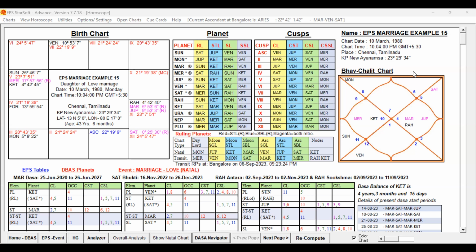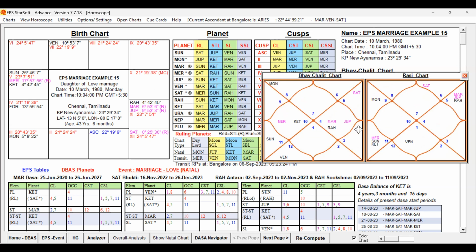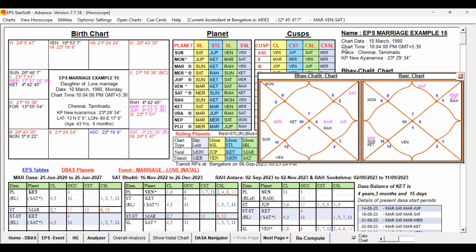This is the birth chart of the female. Let me open that North Indian chart and we will have a general study on the birth chart. Lagna is Libra Lagna, and the seventh cusp is falling in the sign of Aries, and Venus is posted in that sign, but in the sixth house as per degree.